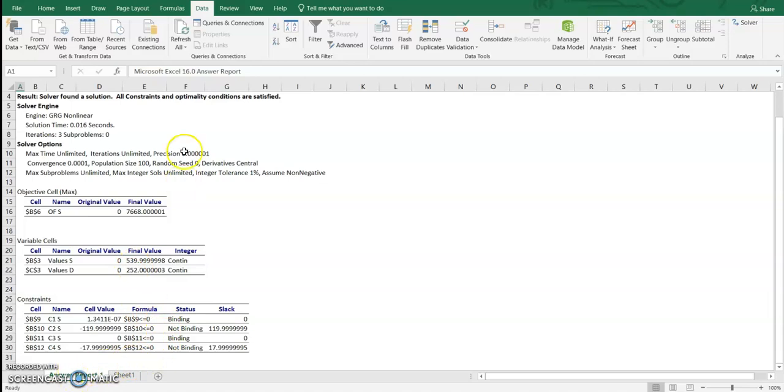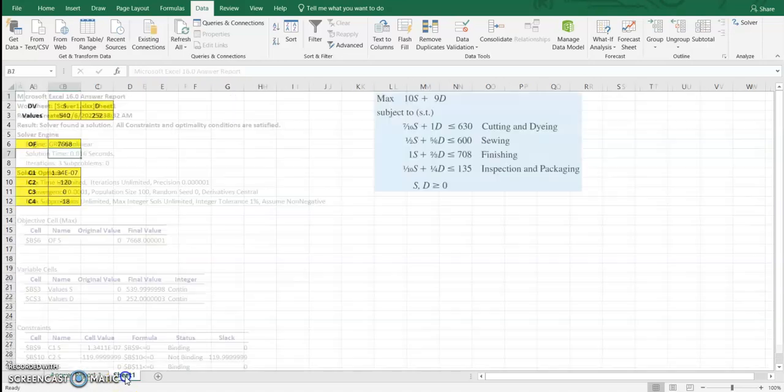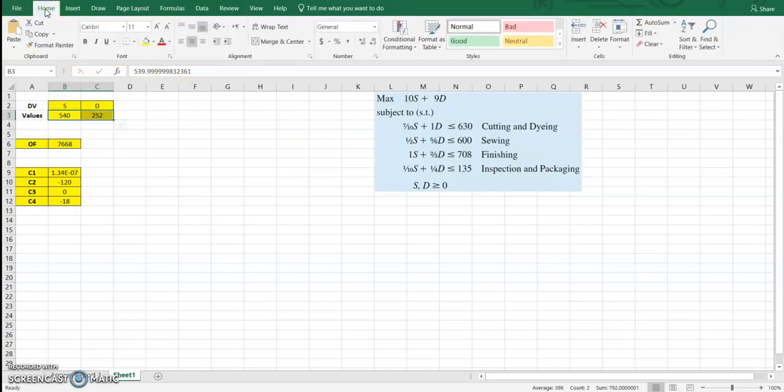But remember, my friends, I just wanted to show you that you can get professional reports from solving the problem, but the other way is much simpler. You see, miraculously, not miraculously, it doesn't work here. My bad. Okay, you see here, now we have the values, my friends. And it says, when you solve it, manufacture, produce 540 standard bags and 252 deluxe bags.